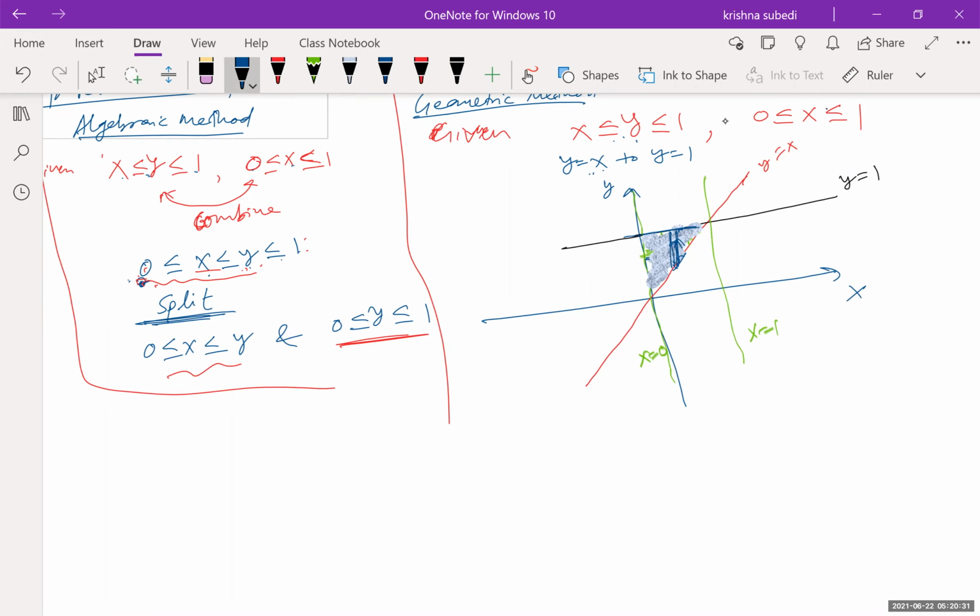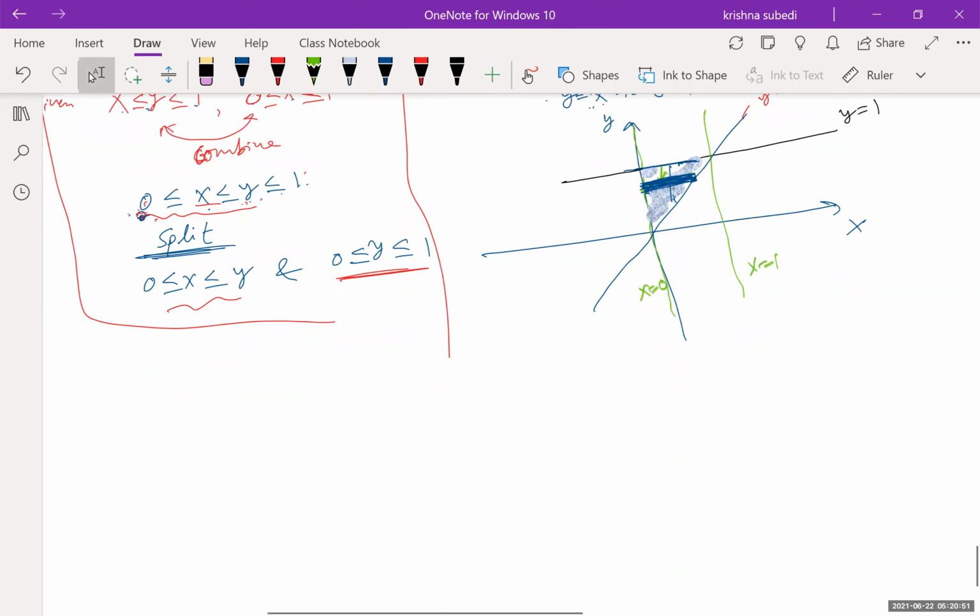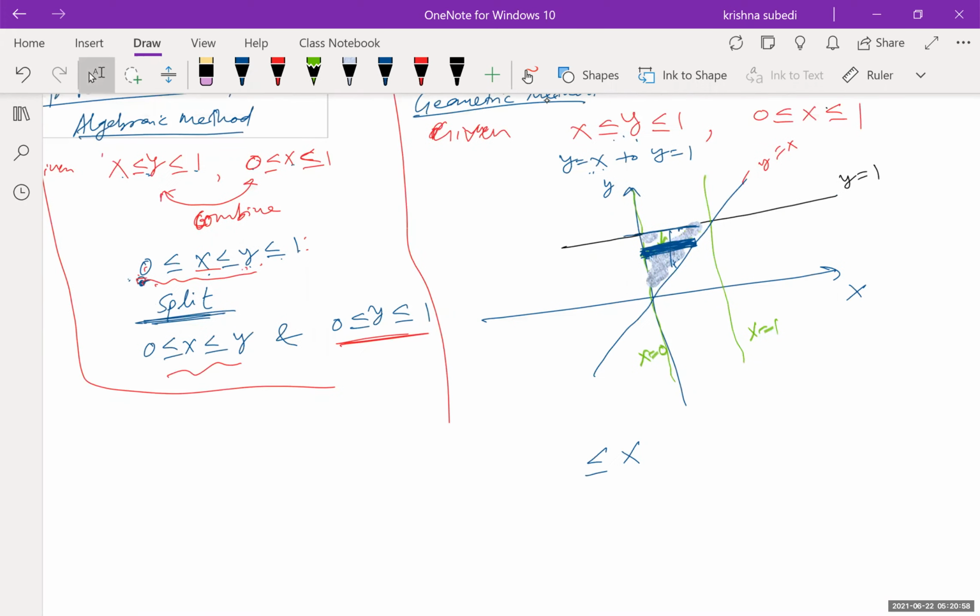Now, the same reason, we want to look at it from a different perspective. So instead of that, we want to look at it from that perspective. From this perspective, let us see what happens. So we can write this x starting from 0 to starting from y, because this one is x equals to y or y equal to x. So this is your limit. You can think this way, x starts from 0, this is your x equal to 0, and goes all the way up to this line, which is x equals to y. That's one limit, limit for x.